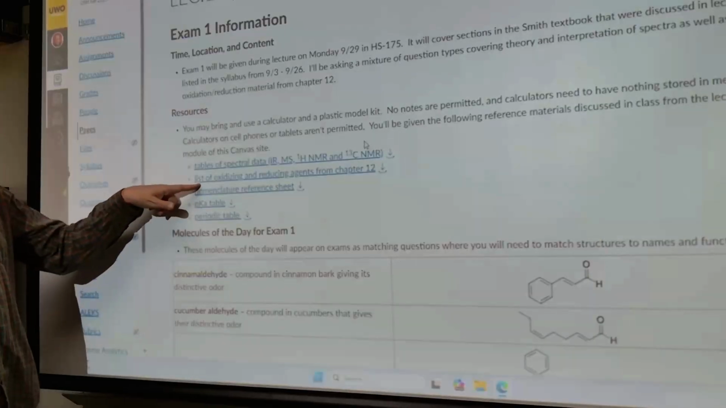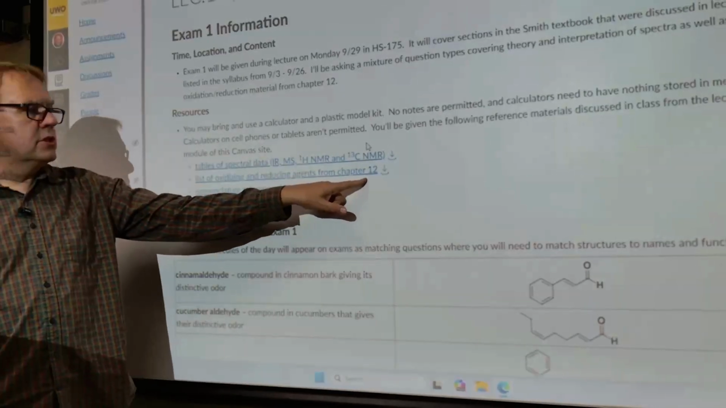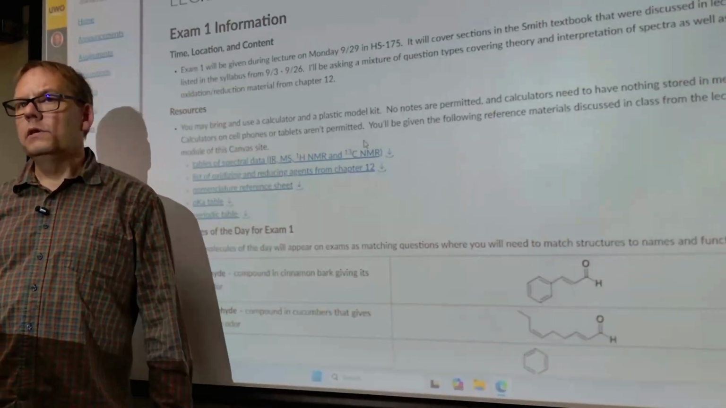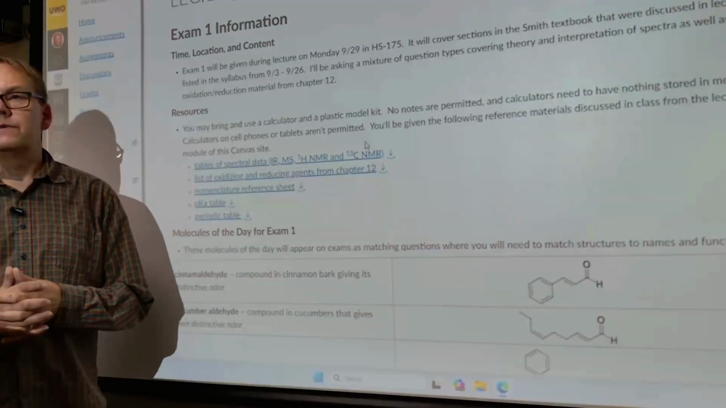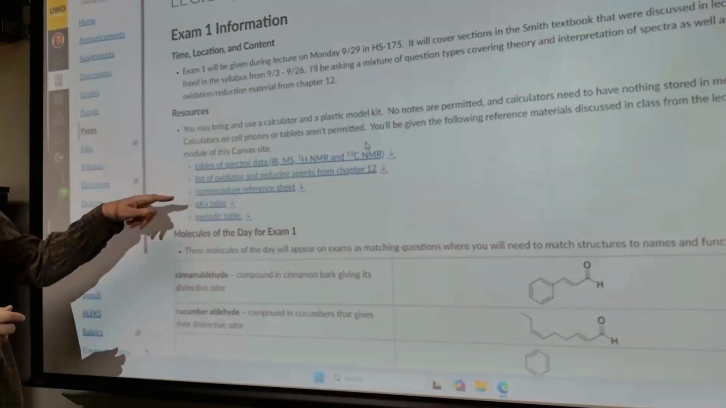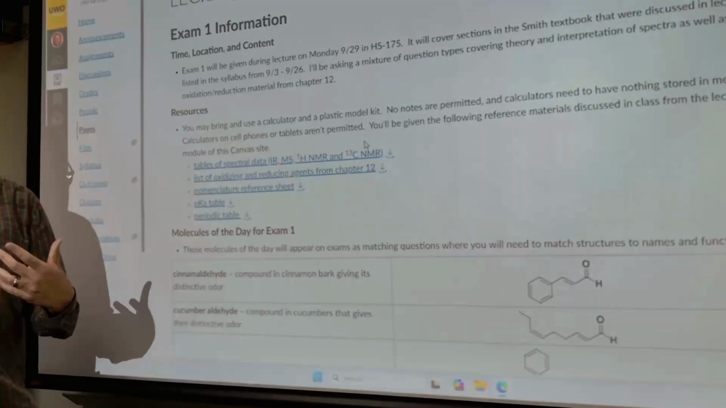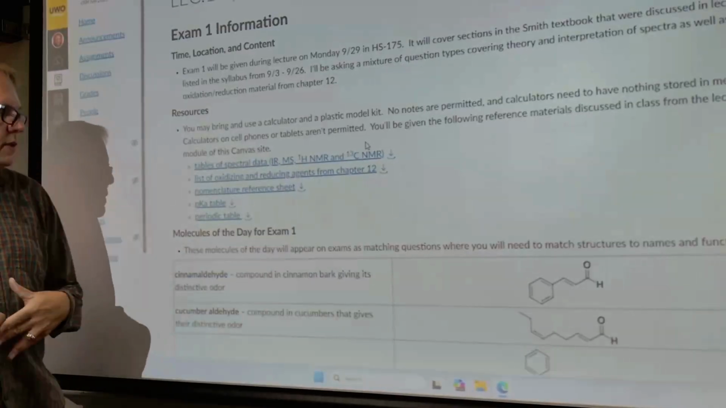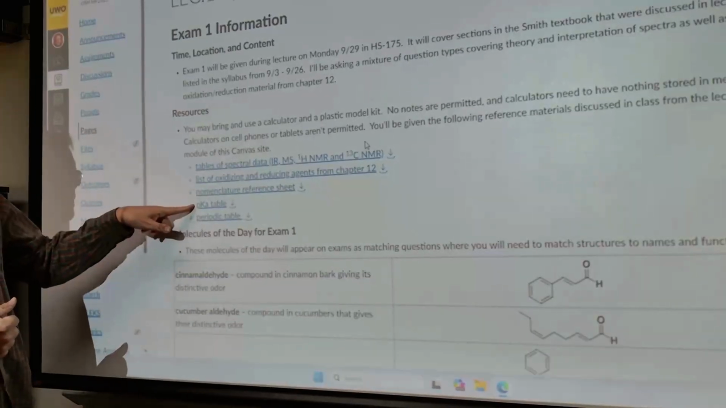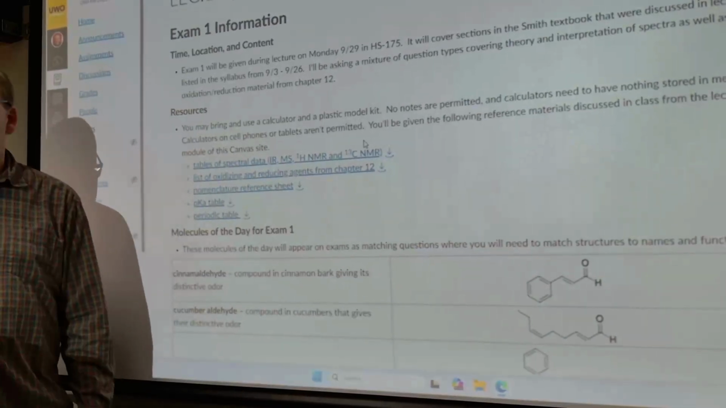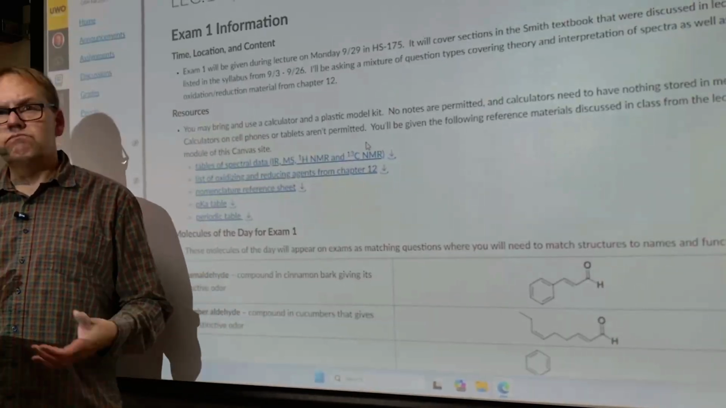You're also going to get a list of oxidizing and reducing agents from Chapter 12. It's the same list that we've been talking about for the last few lectures. You're going to get a nomenclature reference sheet, which you probably won't need, but it's there just in case you want to look at it. You'll get a pKa table and a periodic table, and all of those things you can use as needed.